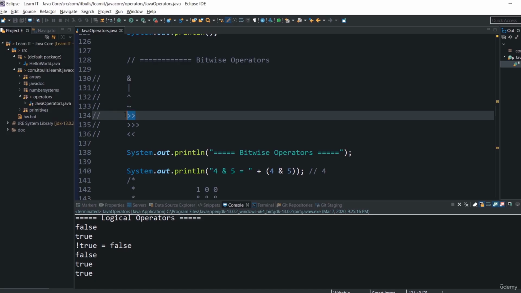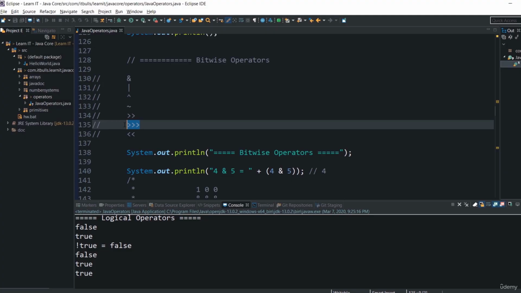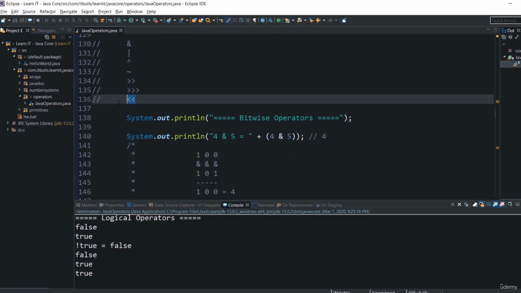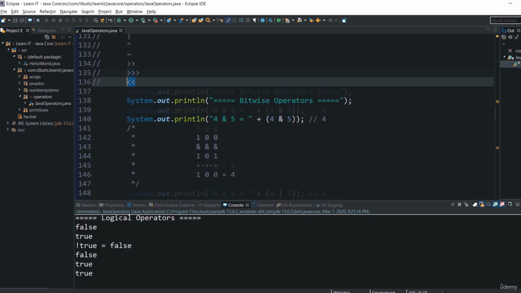Binary right shift operator: the left operand's value is moved right by the number of bits specified by the right operand. Shift right 0 fill operator: the left operand's value is moved right by the number of bits specified by the right operand, and shifted values are filled up with zeros. I will show you an example why these two are considered to be different. Binary left shift operator: the left operand's value is moved left by the number of bits specified by the right operand. Let's take a look at examples here.